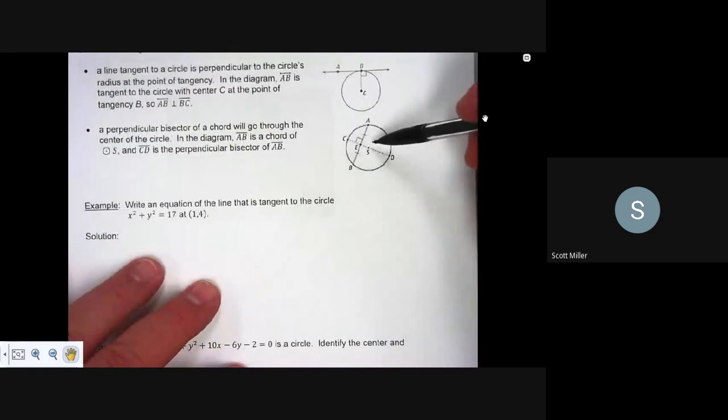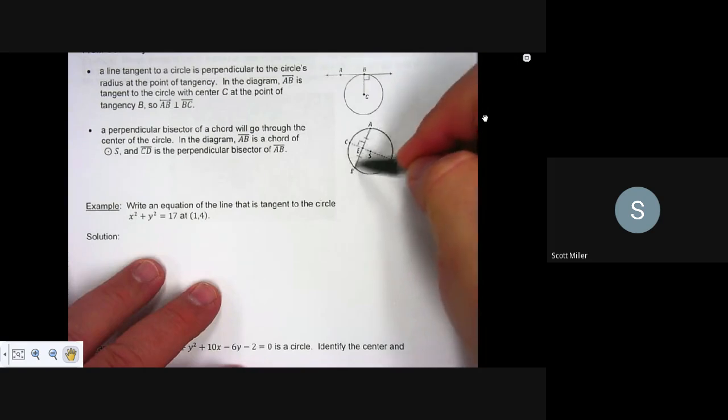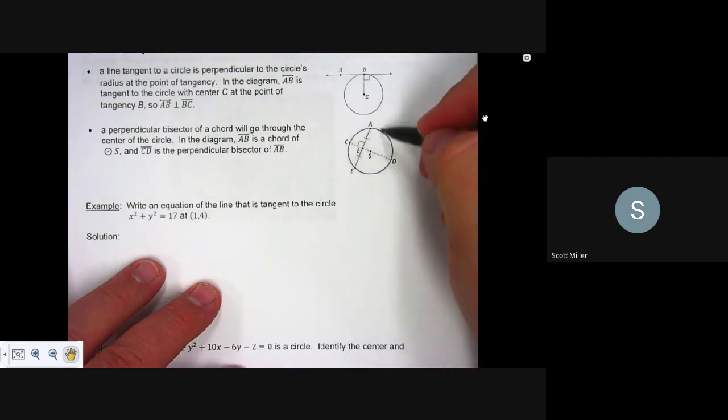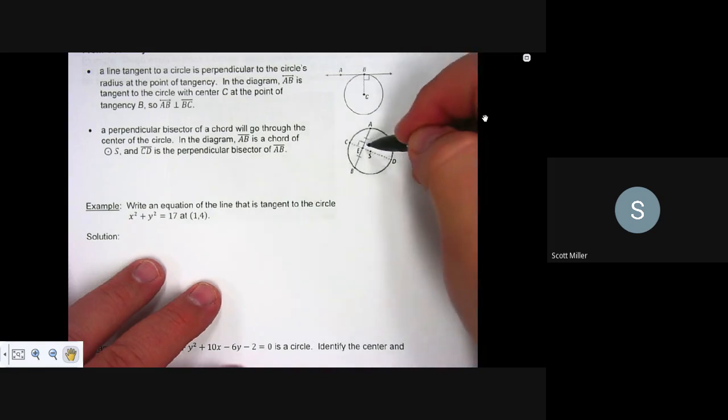The other one is this right here, bisecting a chord. A chord is a line segment that goes through the circle to 2 points on the circle. The diameter is the longest chord of a circle. And what I know is that if I draw a perpendicular bisector of any chord of a circle, then the bisector will go through the center.